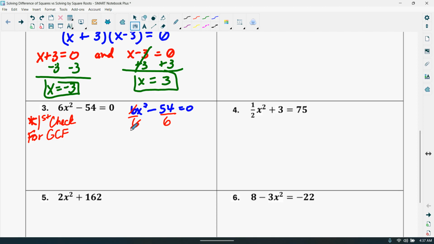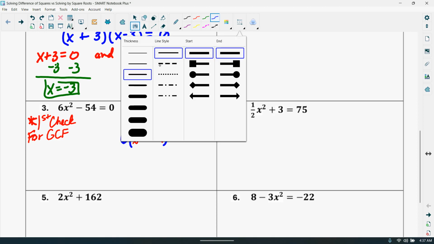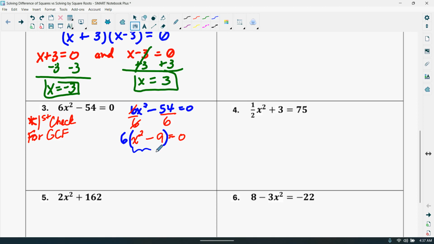This will cancel here, leaving us with x squared minus, and then 54 divided by 6 is going to give us our 9. And because we took out the GCF, or divided by 6, I'm going to show you how we would write that. We would have these parentheses and the 6 outside the parentheses. Now we're still going to do the difference of squares. This is still x squared minus 9.